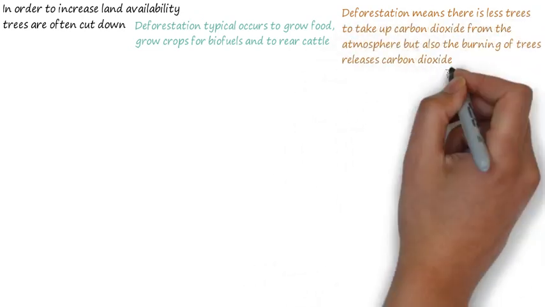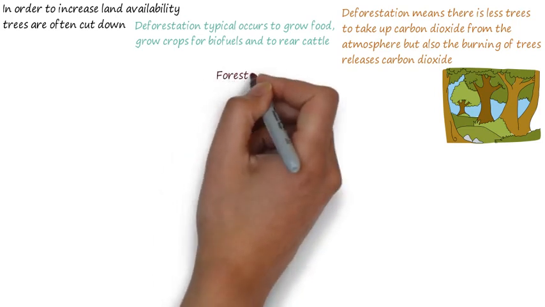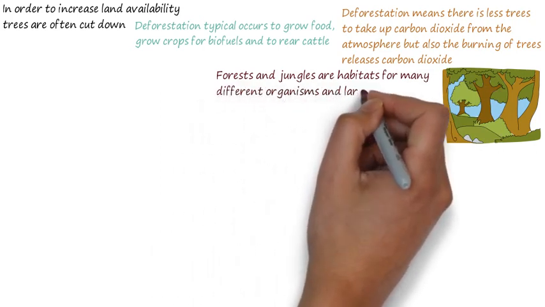Deforestation means there is less trees to take up the carbon dioxide from the atmosphere, but also the burning of these trees after they have been cut increases carbon dioxide levels too. Jungles and large forests are carbon dioxide sinks as they take in carbon dioxide and form plant material. When they are removed, we are losing a valuable way of removing carbon dioxide from the atmosphere.